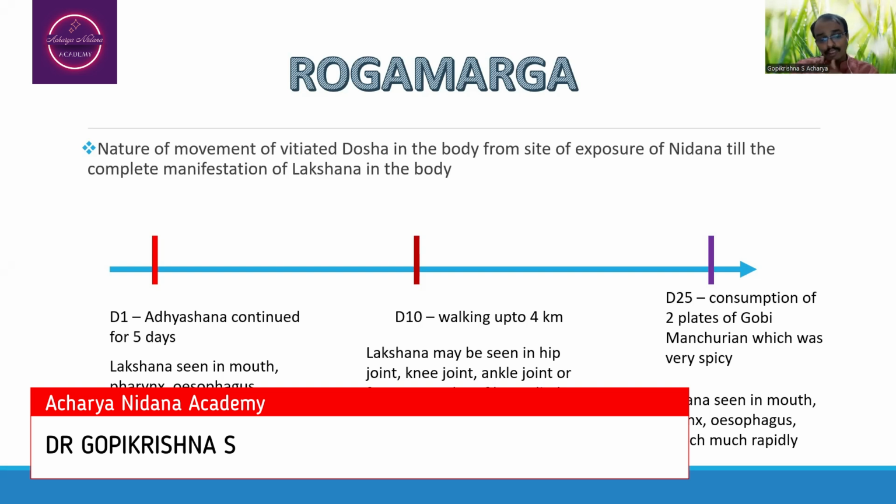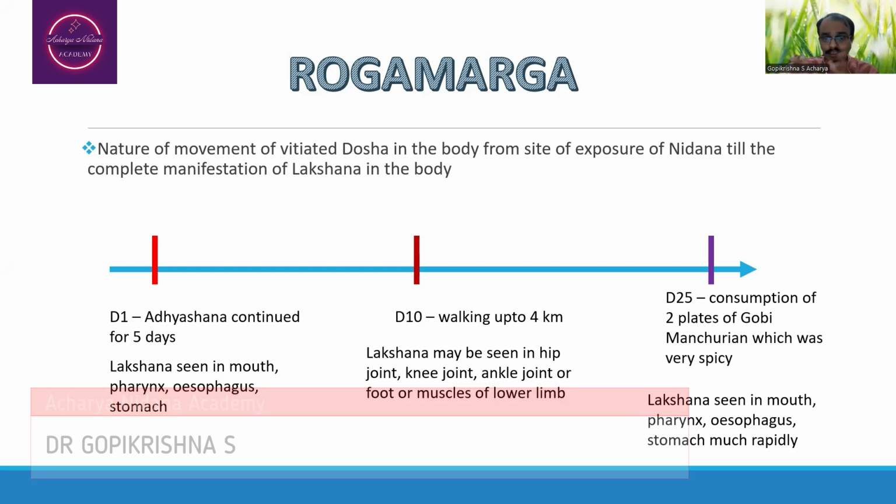But when you think about day 1 and day 25, on day 1 the clinical manifestations were much slower, whereas on day 25 the clinical manifestations observed in those organs will be much, much more rapid, because the person consumes very spicy gobi Manchurian. Hence, the clinical manifestation on this occasion can be seen much more rapidly.